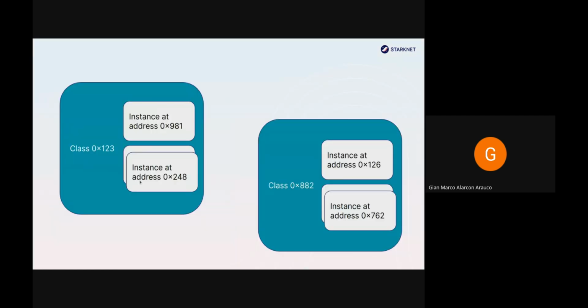Let's check this example. It's going to be more clear. So remember, we can have one contract class, where the class hash is this one, two, three. After that, we can deploy our smart contract with this. So this can be a deployed smart contract. This is instance number one.